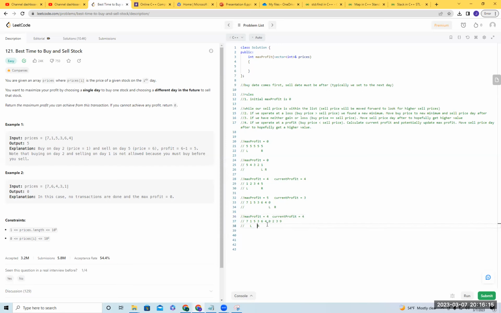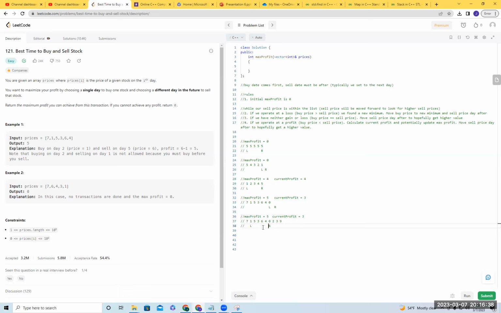I'm going to move this to the right. Our current profit is 2, and that does not beat our max profit. I'm going to move it to the right again. That's going to be a current profit of 5, and that does beat our max profit. I'm going to move it to the right once more. This is going to be a value of 3. That doesn't beat our max profit. I'm going to move it to the right.